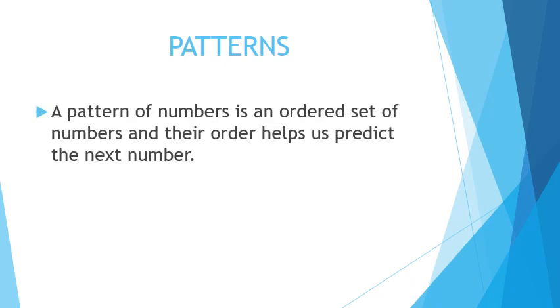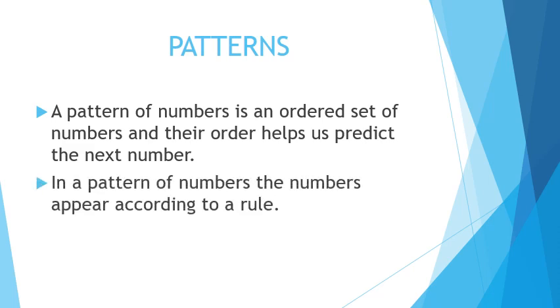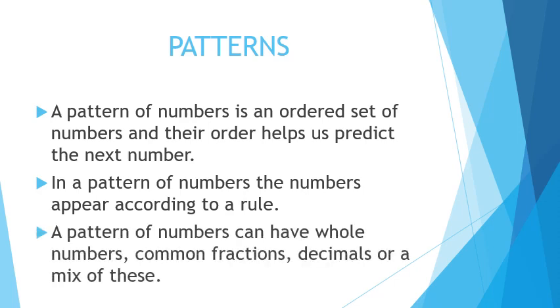Children, as we have already learned what patterns are in part 1 of this chapter, let's revise it again. A pattern of numbers is an ordered set of numbers and their order helps us predict the next number. In a pattern of numbers, the numbers appear according to a rule. A pattern of numbers can have whole numbers, common fractions, decimals, or a mix of these.